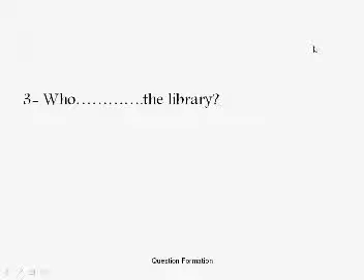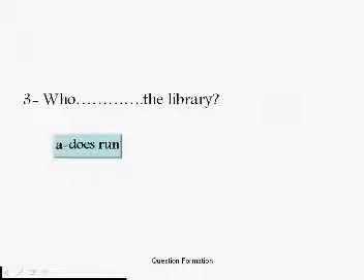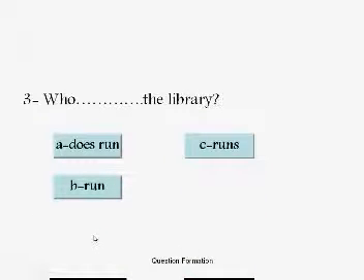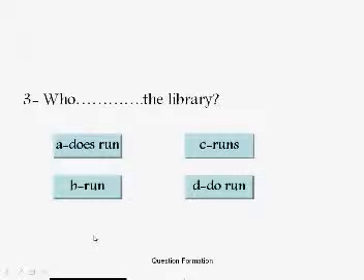Okay. And then take care, we are asking about a subject here. Who does the library? Does run, runs, do run the library. Very good. Runs. Who runs the library? No auxiliaries because we are asking about a subject. Great.